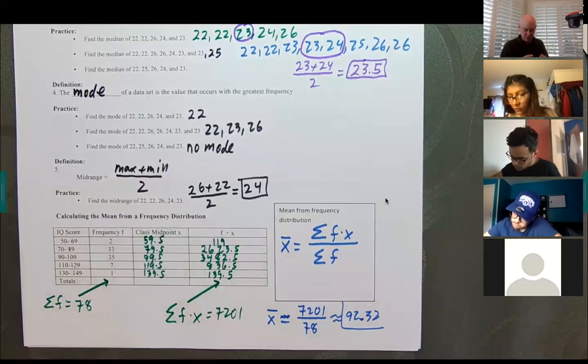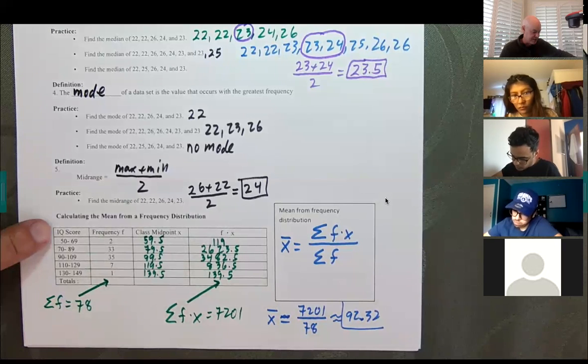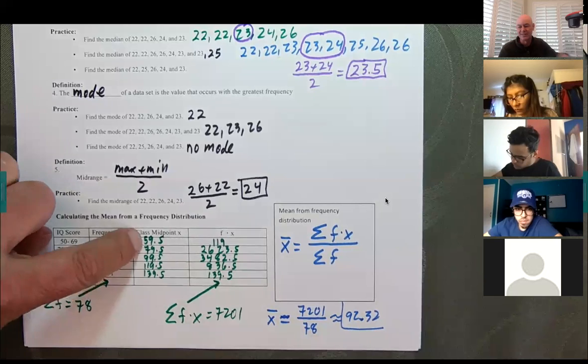Now, this is just an approximation of the mean, because we're assuming that all of the data that's here is exactly the class midpoints, and that's just not true.